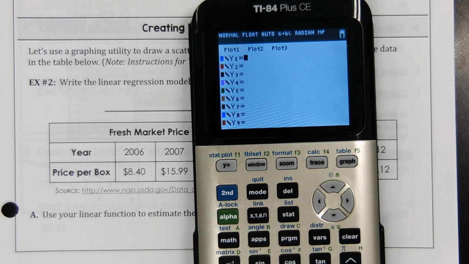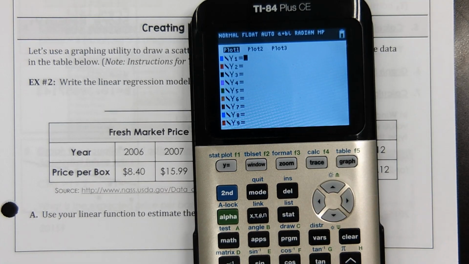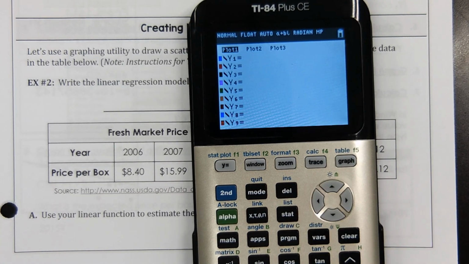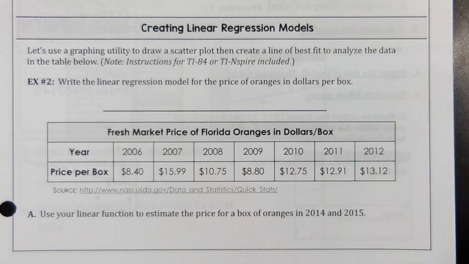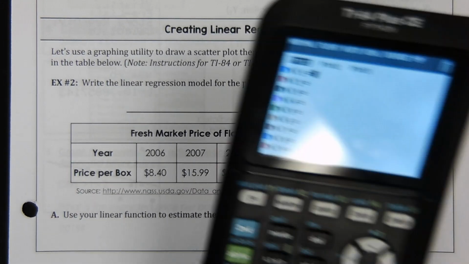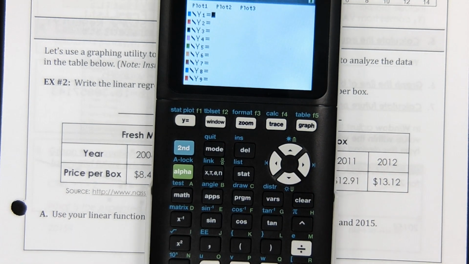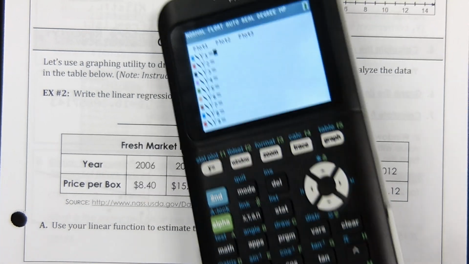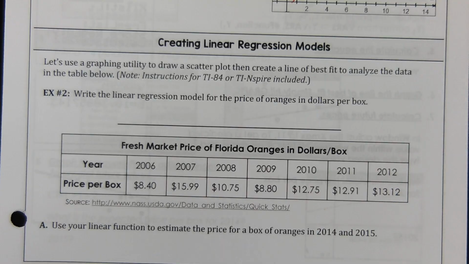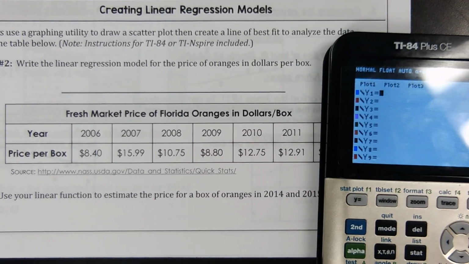Mine's still highlighted, like it's not going off, even when I press enter. You went up to plot 1 and hit enter? Yeah. And then scrolled away from it? Yeah. And it's still on? Yeah. Let me see. It didn't work for me. Maybe your enter button's sticky, I don't know. Okay, there, let's go ahead and do it again.